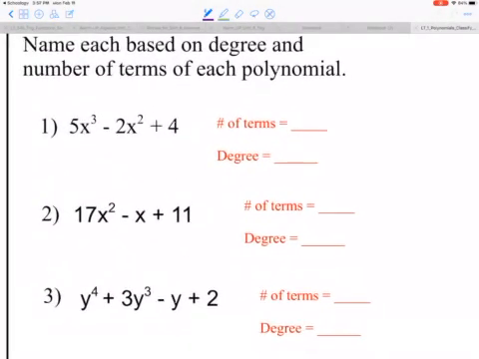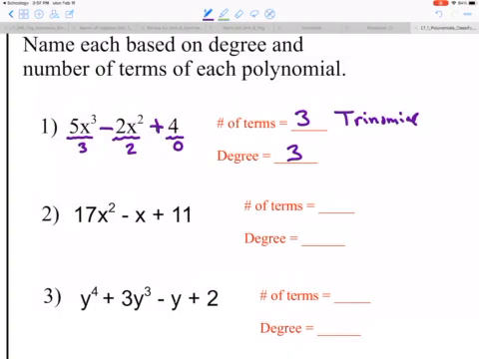Name each based on degree and number of terms for each polynomial. Let me do the first one with you, and then you can try the other two on your own. This top one, number of terms, it's separated by addition and subtraction. So I have 1, 2, 3 terms. So we call that a trinomial. The degree of this one is 3, this one is 2, and this one is 0. So the degree of the polynomial is 3. Pause the movie, try the next two, and press play when you are finished.